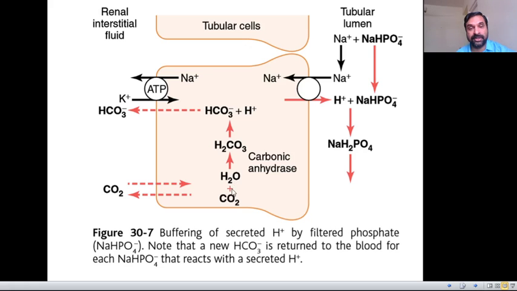This carbon dioxide inside the cell combines with water to form carbonic acid. Okay, it again splits into HCO3 minus and H plus. So this H plus is secreted and bicarbonate is taken into interstitial fluid. So a new bicarbonate ion is reabsorbed as a result of H plus secretion by this mechanism.